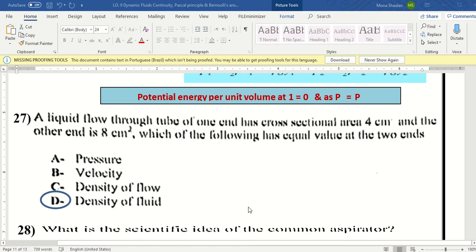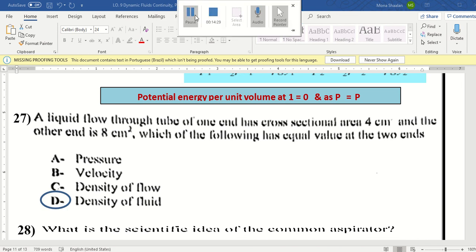Okay, liquid flows through a tube where one end has a cross-section area of 4 cm squared and the other end is 8 cm squared. Which of the following has equal value at the two ends?